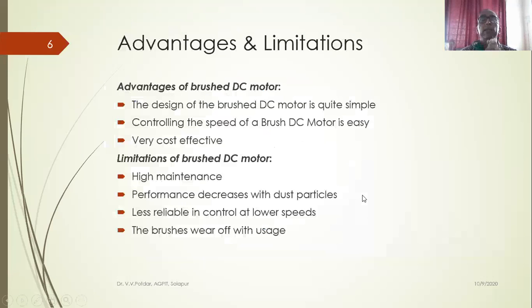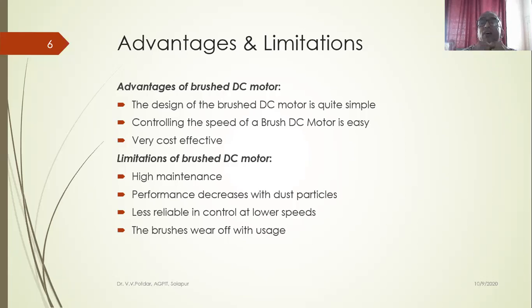Let us briefly see the advantages and limitations of brushed DC motors. The design of the brushed DC motor is quite simple. This is an advantage; construction wise, these are simple. Controlling the speed of a brush type DC motor is easy. So brushed DC motor speed can be controlled very easily, and moreover it is very cost effective as well.